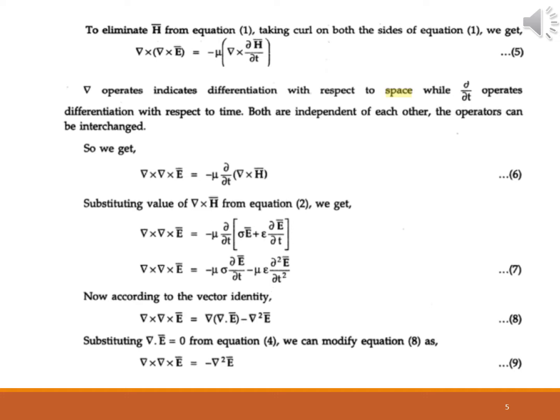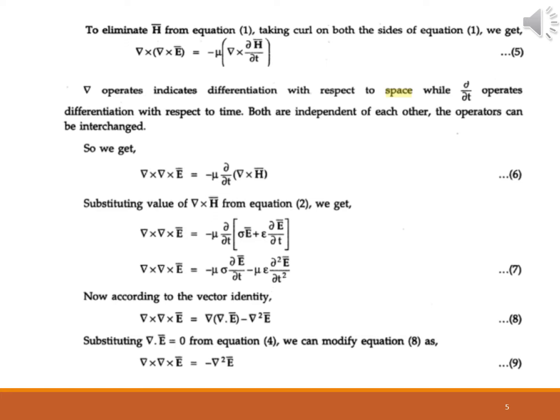So you know what is curl, okay? It's the cross product, del cross. So when you apply a curl on both sides of equation 1, you're going to get equation 5. Del cross E is equal to minus mu del cross dou H by dou t. So what you have to remember here is the del operator. What is a del operator? It is actually the 3D differential operator, and your del operator performs the differentiation with respect to space.